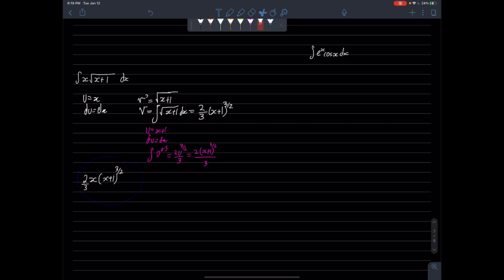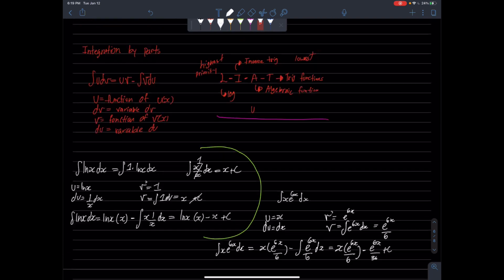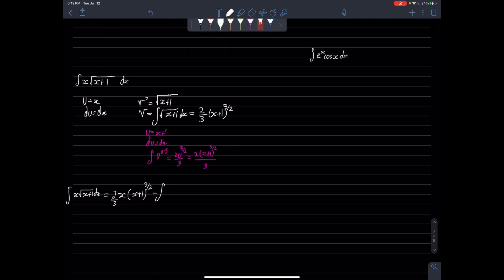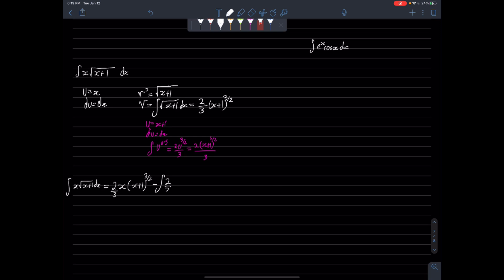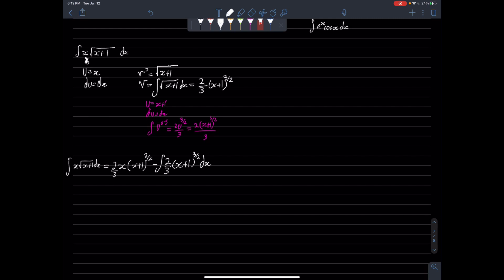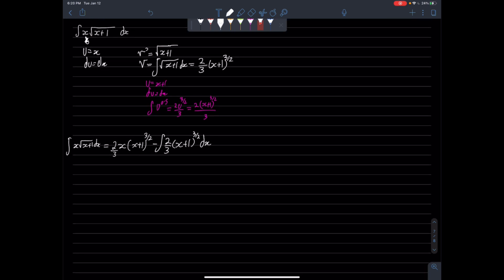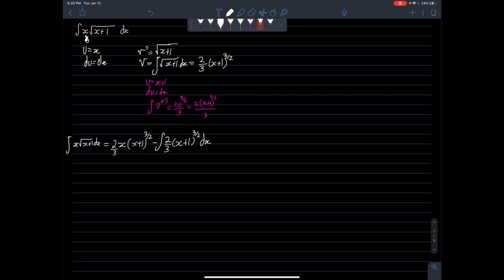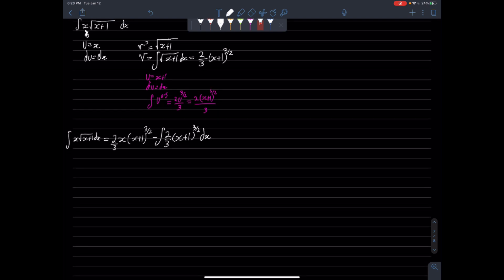So let's move it over more. Okay. Minus the integral of, as we said, v du, 2 over 3 x plus 1, 3 over 2, and it's du. Du is just dx. We got rid of this variable right here, so we can just do the radical easily. Well, easily, it's messy, but we can still do it.